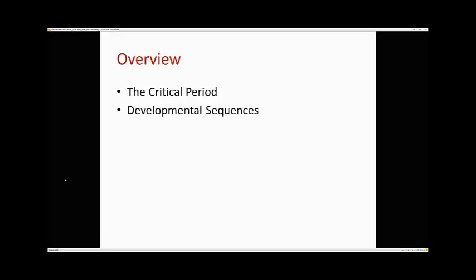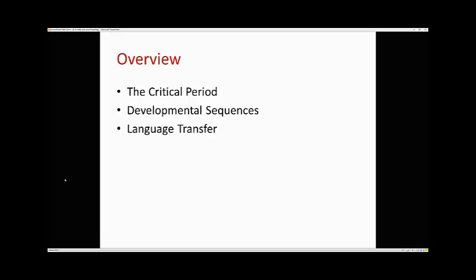Another difference is developmental sequences. Both native speakers of English and second language learners are going to go through developmental sequences, but often they go through them at different times, and I think this has an impact, a big impact on instruction, and especially on the types of errors that we see.